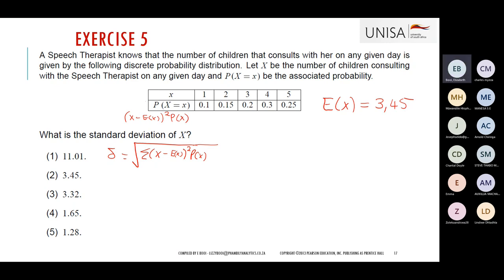Okay. We are left with 9 minutes. Are we there yet? Remember, you take 1 minus 3.45 and then you square the answer of that and then multiply by 0.1. And you do the same for all of them. I think I know where my problem is. I calculated the wrong table.